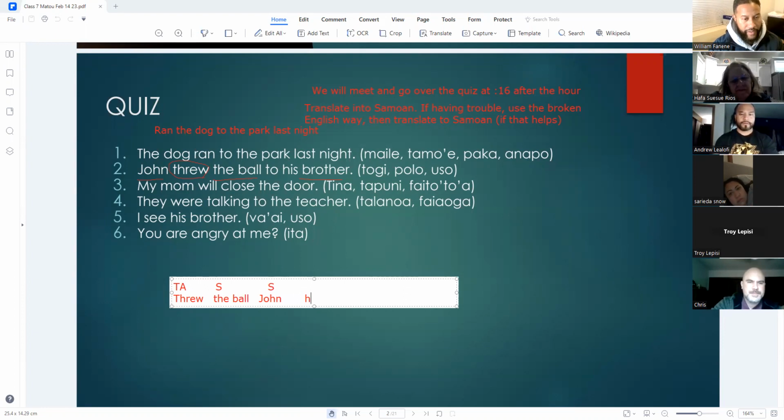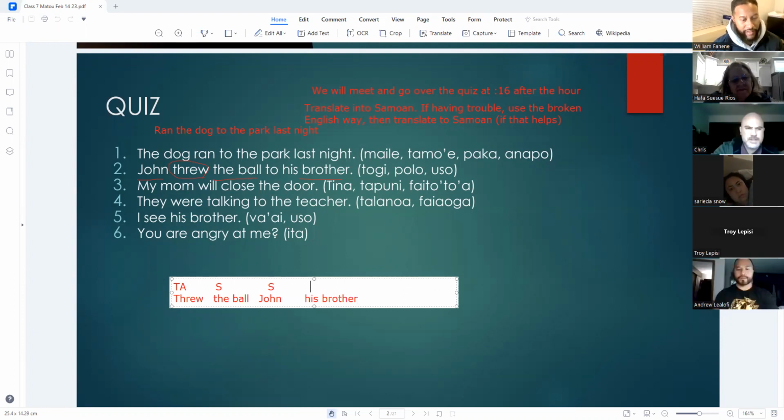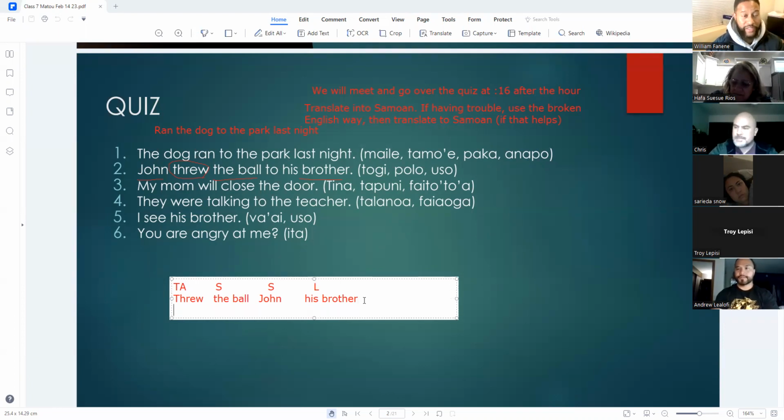So his brother, and his brother is what kind of subject? The location, right? Because that's where the ball is going. The ball is going to his brother. So: through, the ball, John, his brother. So let's do this in Samoan, and then we have to add all of the elements to make sure that we speak it correctly in Samoan. So how would we say this in Samoan? Or one way to say it, because there's several ways to say it, the way that we know so far.